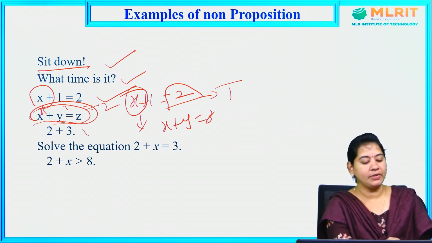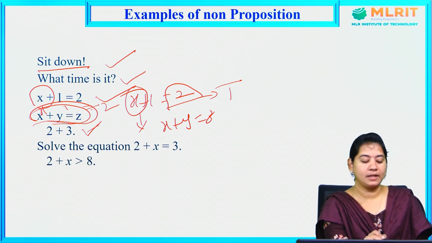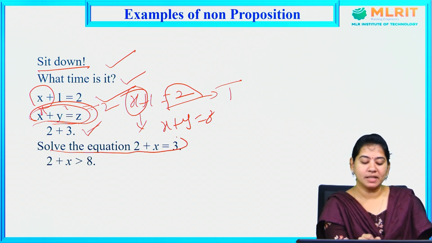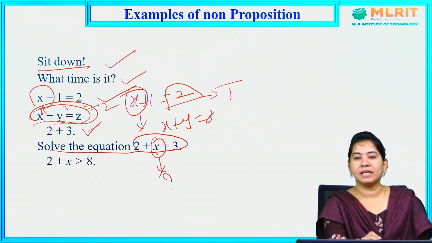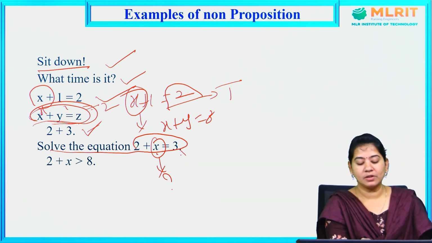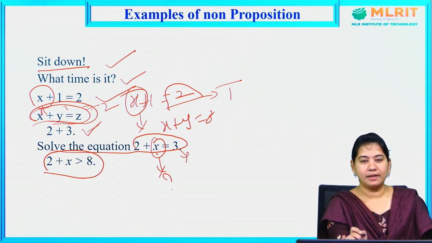Even here we have 2 plus 3. What is 2 plus 3? We don't know here. Solve the equation: 2 plus x is equal to 3. Here also we don't know the x value. As we don't know the value of x, we can't decide that 2 plus x is equal to 3. And even here, 2 plus x is greater than 8. Even here we don't know the value of x.